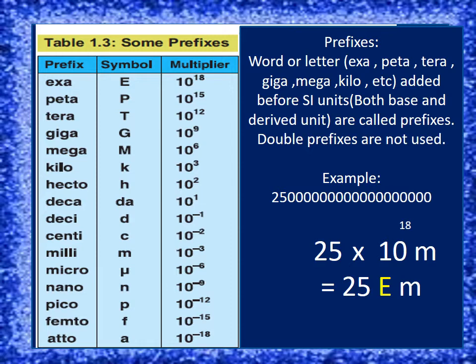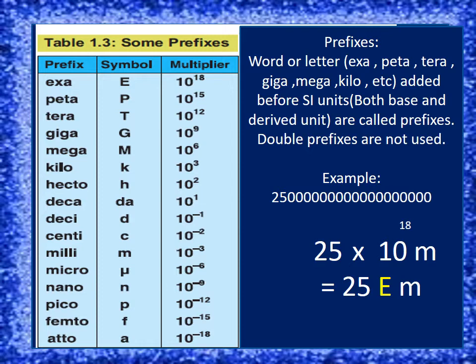So how can we represent these prefixes? Let us suppose we have an amount like 25, and there are 18 zeros with 25. It will be difficult for all of us to write these zeros. Sometimes it may happen that a few mistakes occur due to these types of values. So for reducing these mistakes in our calculation, we use prefixes.